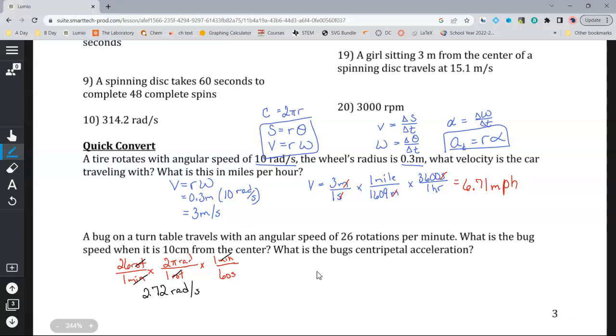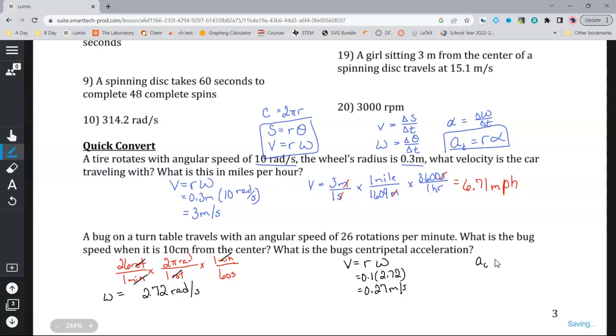So once we know our angular velocity, that's a lowercase omega, it looks like a script W, we want to know the speed. v equals r omega, so that's going to be 0.1 times 2.72, which is 0.27 meters per second.